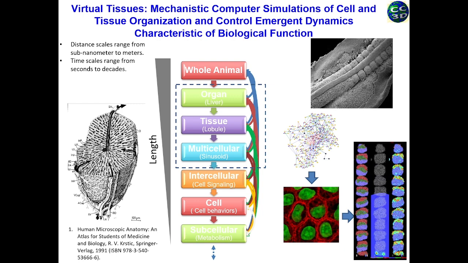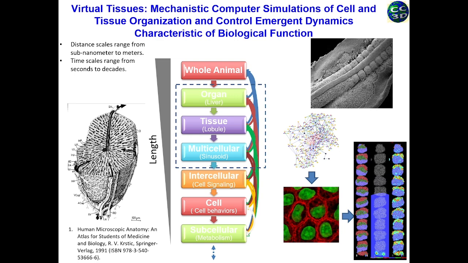Where CompuCell is situated in this broad range of possibilities for virtual tissue simulations is here in this dotted blue line on our graph. So you can see here we have representations of increasing or decreasing scale from whole animal simulations to organ level, tissue level, the multicellular level, intercellular, which is more signaling between cells, within cell behaviors, and then subcellular scales.